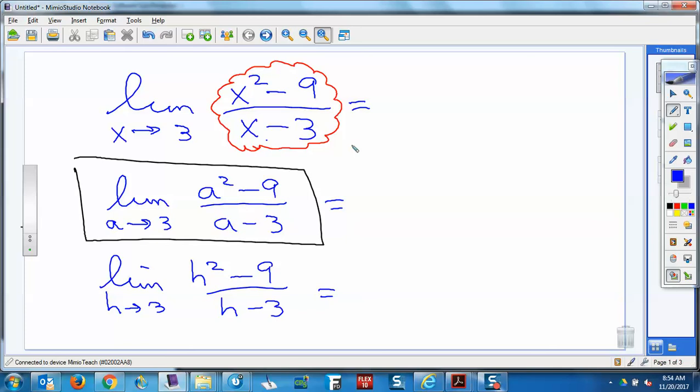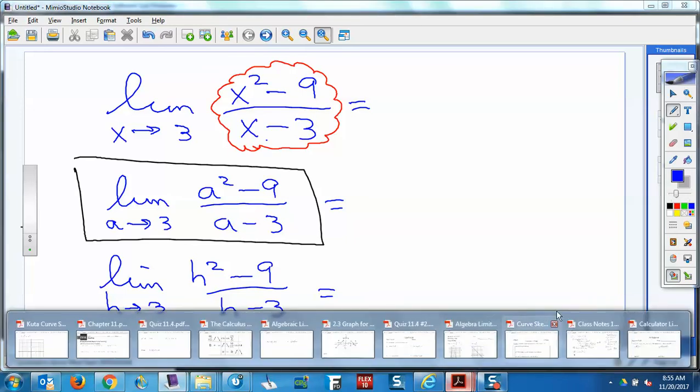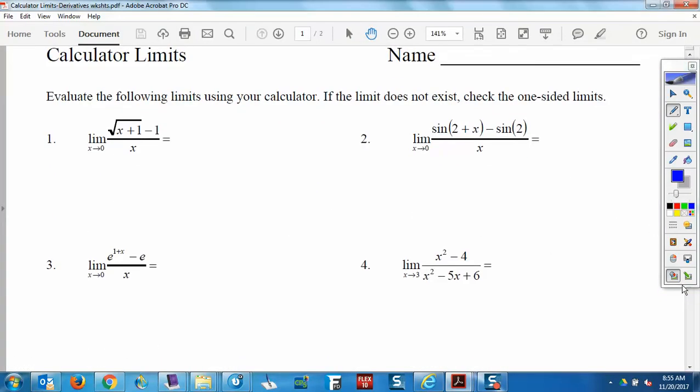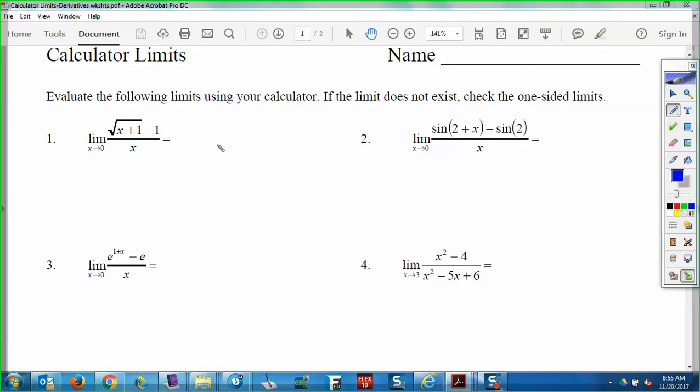All right, so I put together a worksheet, and there are 2 sides to this. Ignore the back side for right now. We'll do that another day. So just the side that says calculator limits. Very first one there. Let me just show you what I want you to have here. So we're going to go onto our calculator. Everybody, let's get onto our calculator here.